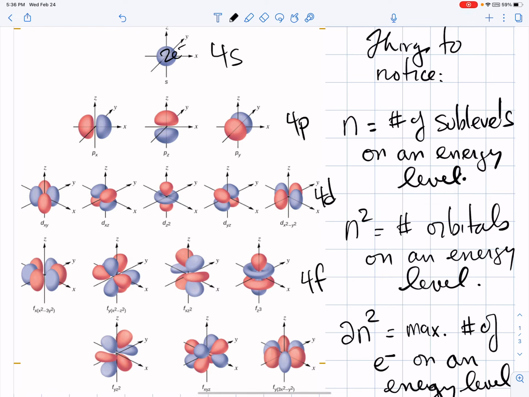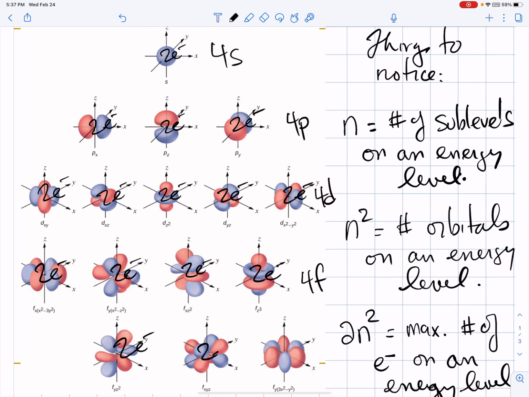2 electrons in the 4s. You can have up to 6 electrons in the 4p sublevel. You can have up to 10 electrons in the 4d sublevel because there are 5 orbitals. 5 times 2 is 10. And you can have up to 14 electrons in the 4f sublevel. 7 orbitals times 2 electrons each. That adds up to 14 electrons.